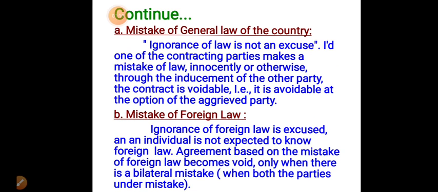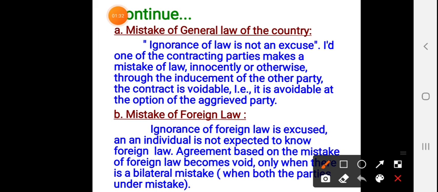Ignorance of law is no excuse, right? If the person ignores the law, there is no excuse. If one of the contracting parties makes a mistake of law innocently or otherwise through the inducement of the other party, the contract is voidable. It is avoided at the option of the aggrieved party.